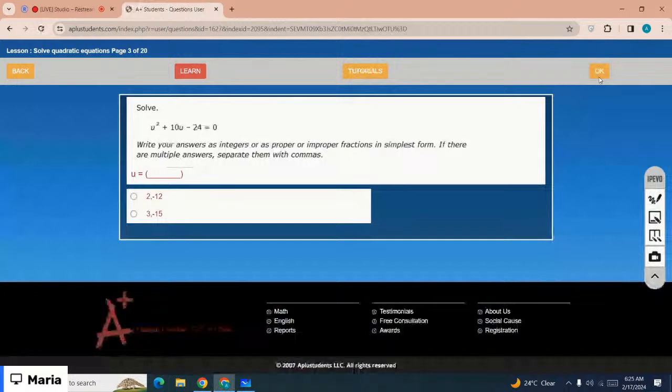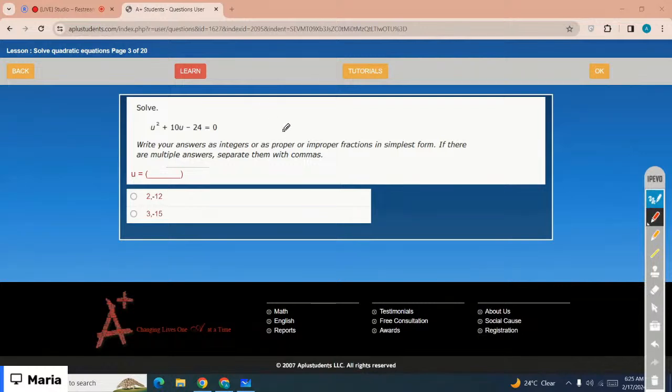Okay, the next one is u square plus 10u minus 24. For this one, you have to factorize this equation, right? That is u square plus 10u minus 24. So we need factors that when multiplied make negative 24 and when added make 10, right? So that is plus 12 and minus 2, right?